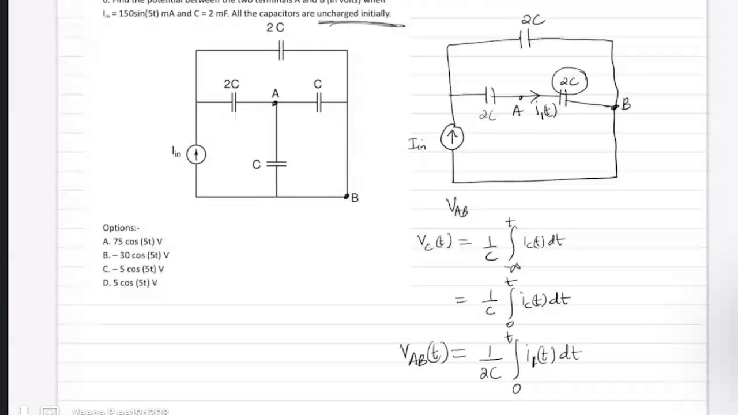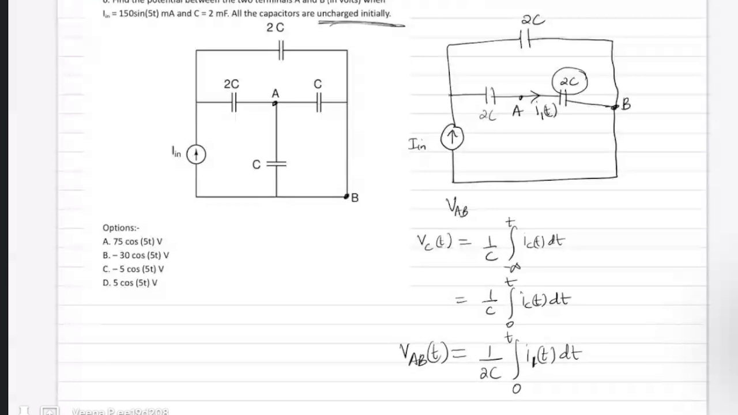So this becomes 50 by 2c, minus cos 5t by 5, from 0 to t. So this becomes 25 by c, minus cos 5t by 5 minus of minus, which becomes plus, cos 0 is 1 by 5. So I can take this 5 outside. So this becomes 25 by 5, which is 5. So 5 by c, 1 minus cos 5t.